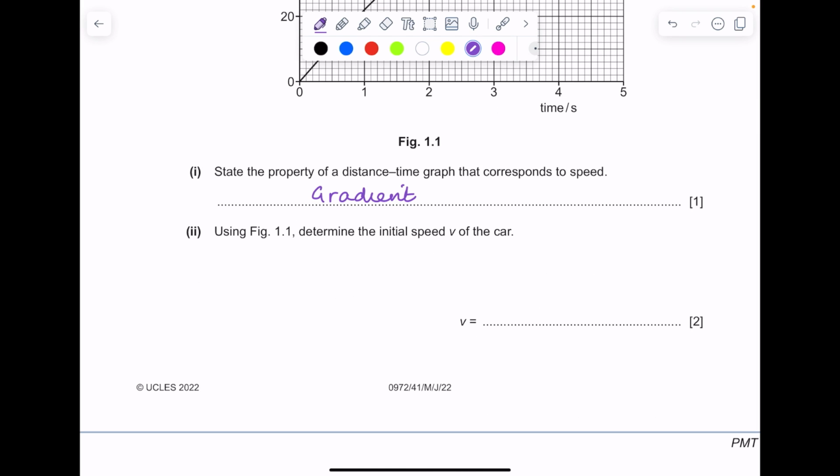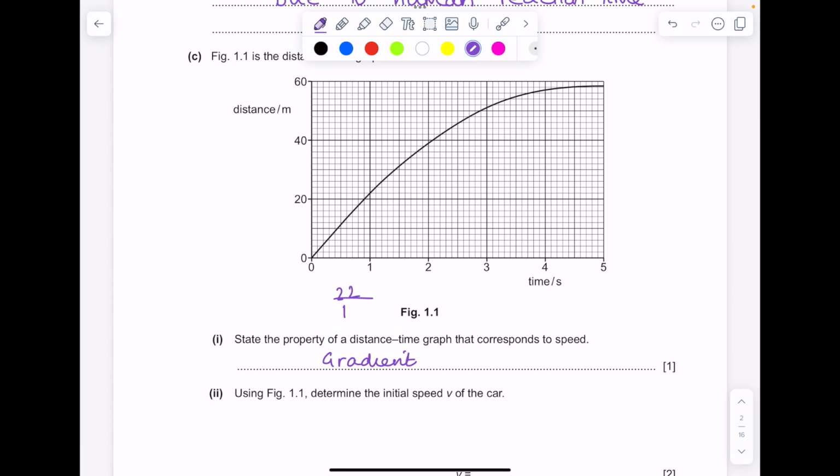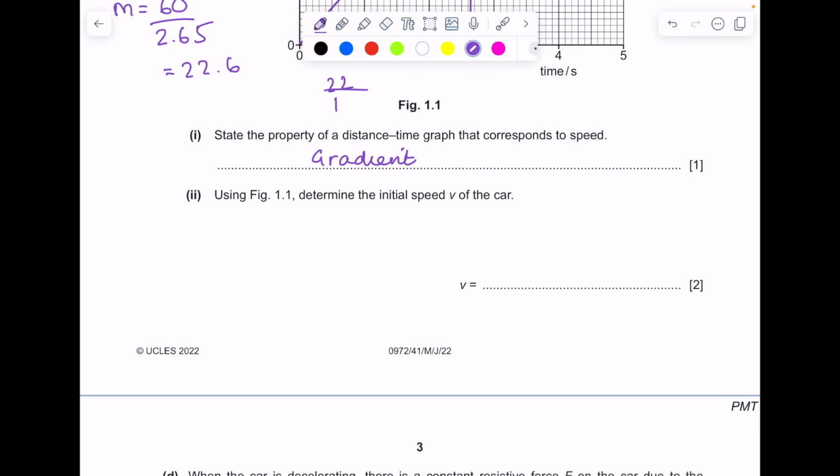Using figure 1.1, determine the initial speed of the car. So to find the initial speed of the car, we're going to have to draw a tangent at 0, so that's here. I'm going to do it like this. So to find the gradient, it's 60 divided by 2.65 seconds, which is 22.6 meters per second.